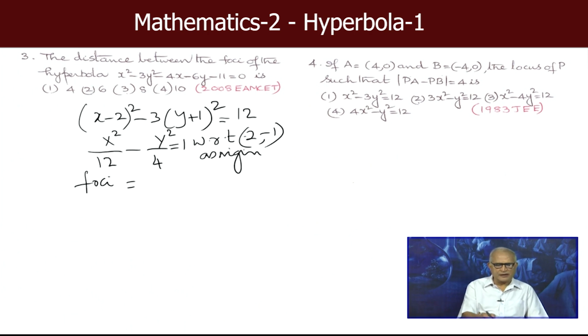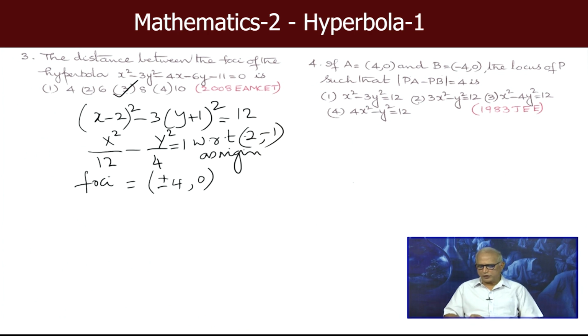Because the distance is required, it does not depend on the choice of the axis of coordinates. Distance between the foci remains the same, whatever be the coordinate system. So, foci here are plus or minus ae, 0. A square plus b square is 12 plus 4, 16, so ae is 4. So, what is the distance between the two foci? (4, 0) and (-4, 0). Whether in the new coordinate system or old coordinate system, distance is the same, that is 8.